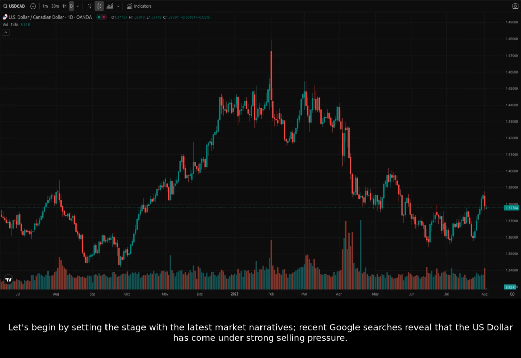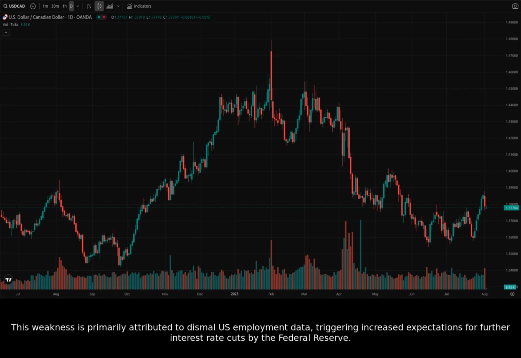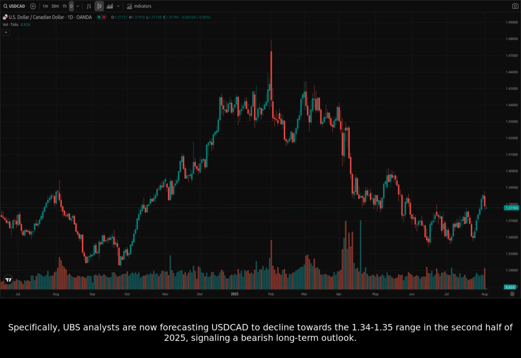Recent Google searches reveal that the US dollar has come under strong selling pressure. This weakness is primarily attributed to dismal U.S. employment data, triggering increased expectations for further interest rate cuts by the Federal Reserve. Specifically, UBS analysts are now forecasting USDCAD to decline towards the 1.34 to 1.35 range in the second half of 2025, signaling a bearish long-term outlook.